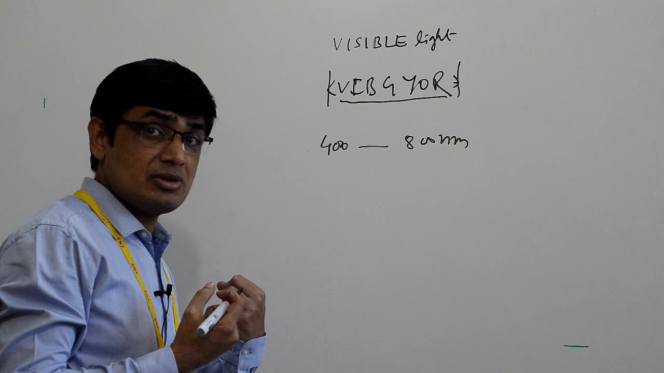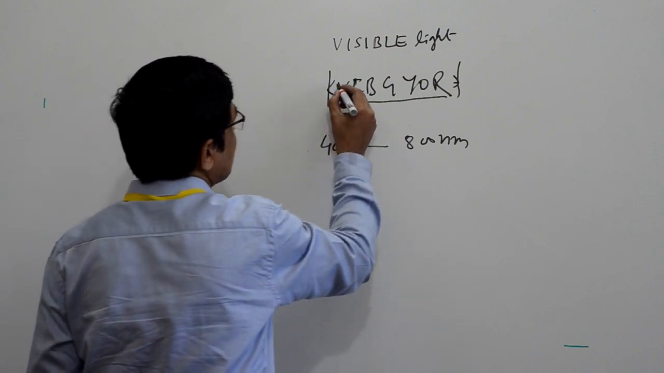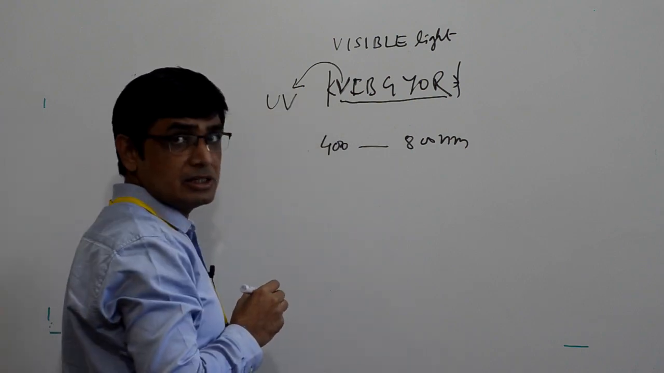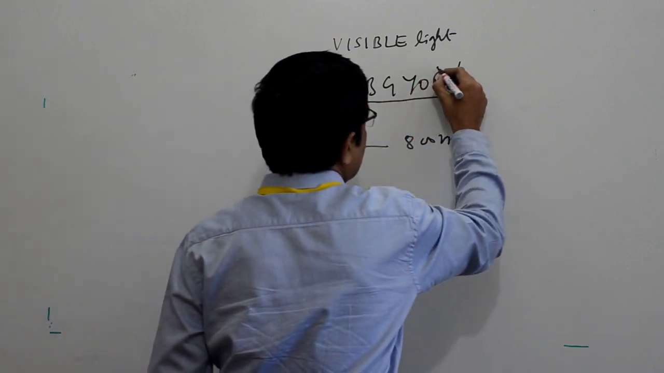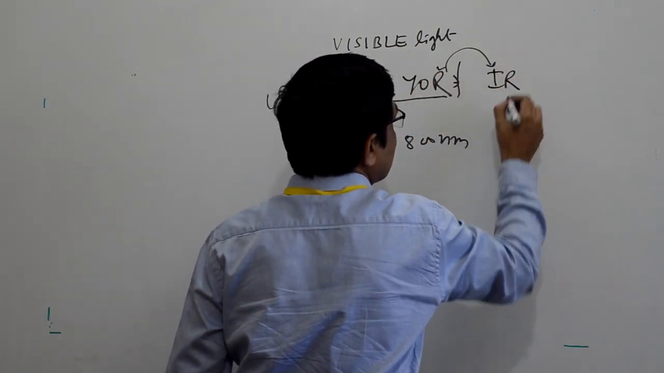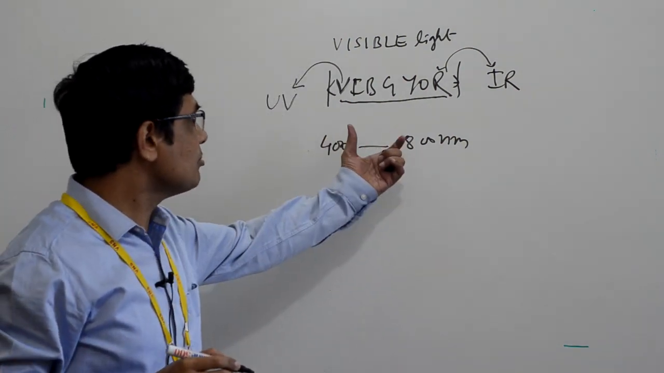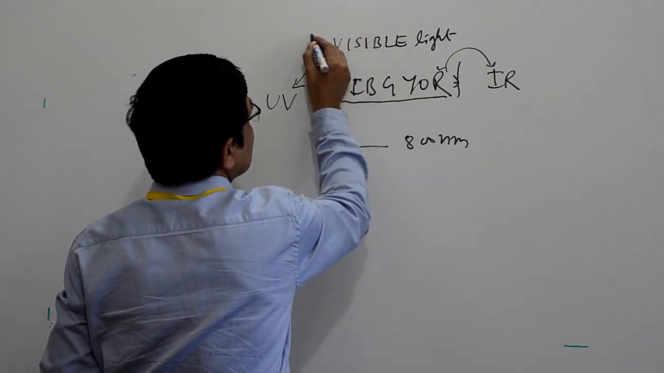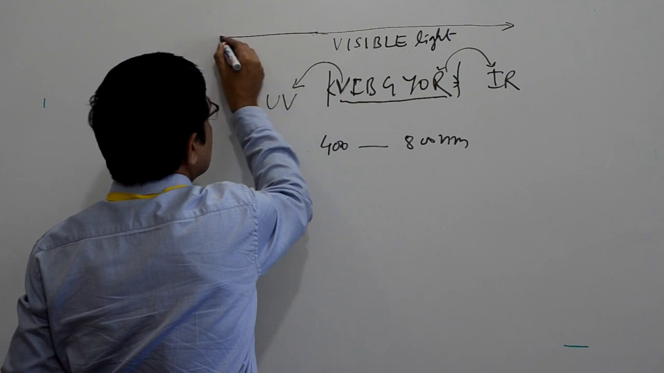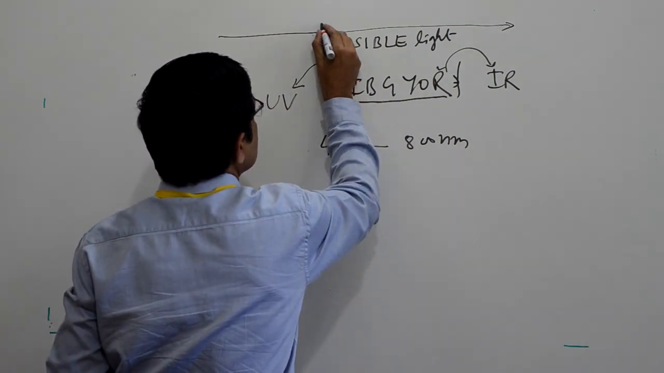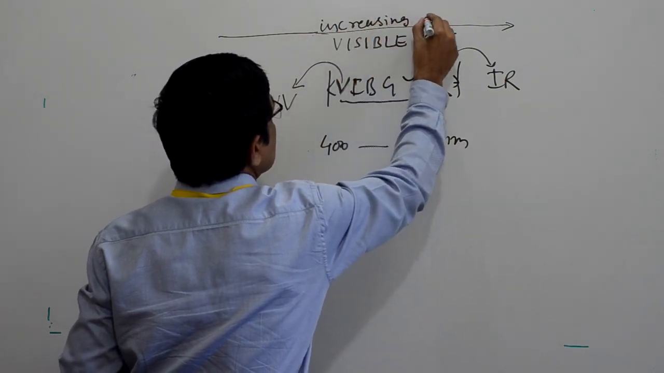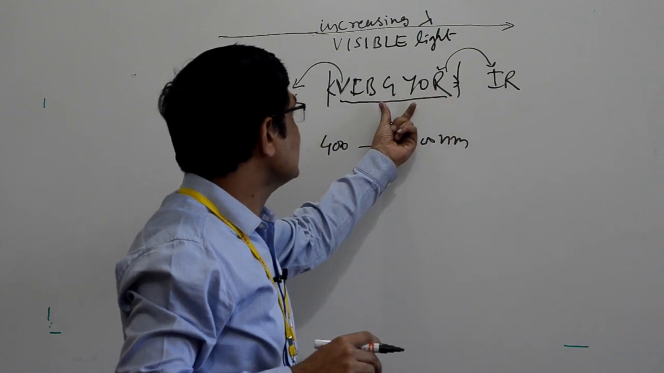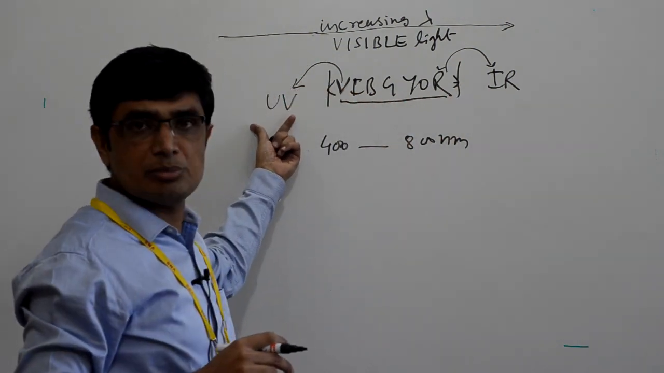We can see here the violet color. UV light will be just before the violet; UV means ultraviolet. And red is followed by IR, infrared, just after the red. So we can easily remember: UV, visible, and then IR. As we go this side, we are increasing wavelength. It means IR has a higher wavelength compared to visible, and visible has a higher wavelength compared to UV light.